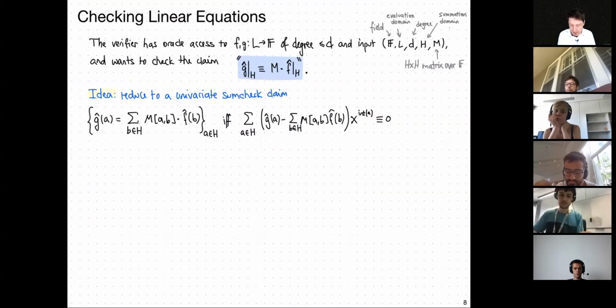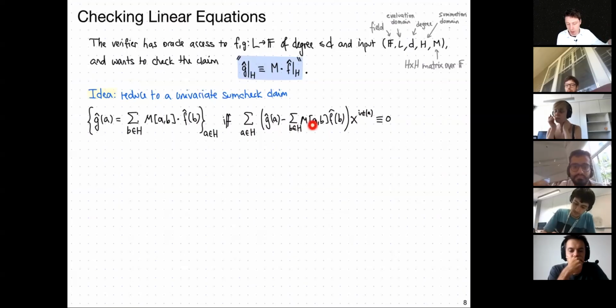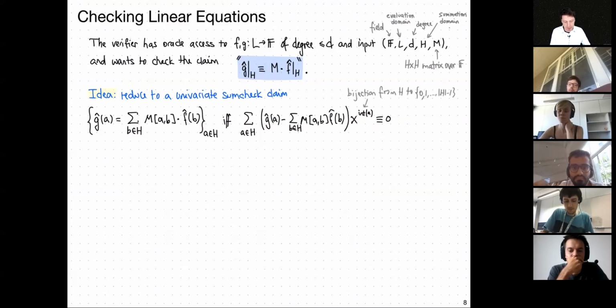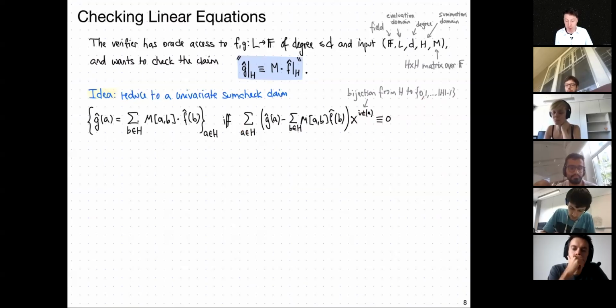I can also rewrite this as a summation, right? And say, look, let's move this to the other side, consider these to be coefficients of some univariate polynomial, and ask whether this univariate polynomial is identically zero or not, right? So it is identically zero if and only if all these equations hold. So I'm storing in the coefficients of a polynomial all the things I want to check. All right? Great. And of course, what do I mean by integer of a? It's just some bijection between field elements in H and the integers 0 through h minus 1.